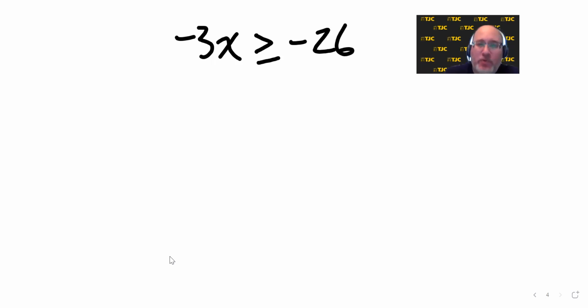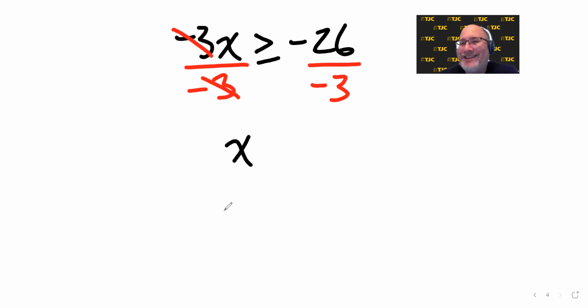And now what's our last move to get the x by itself? That would be to divide both sides by -3. Cancel the -3s on the left. That leaves an x. This is the move that invokes the sign flip. We divided both sides by a negative, so our sign is going to flip and become less than or equal to.